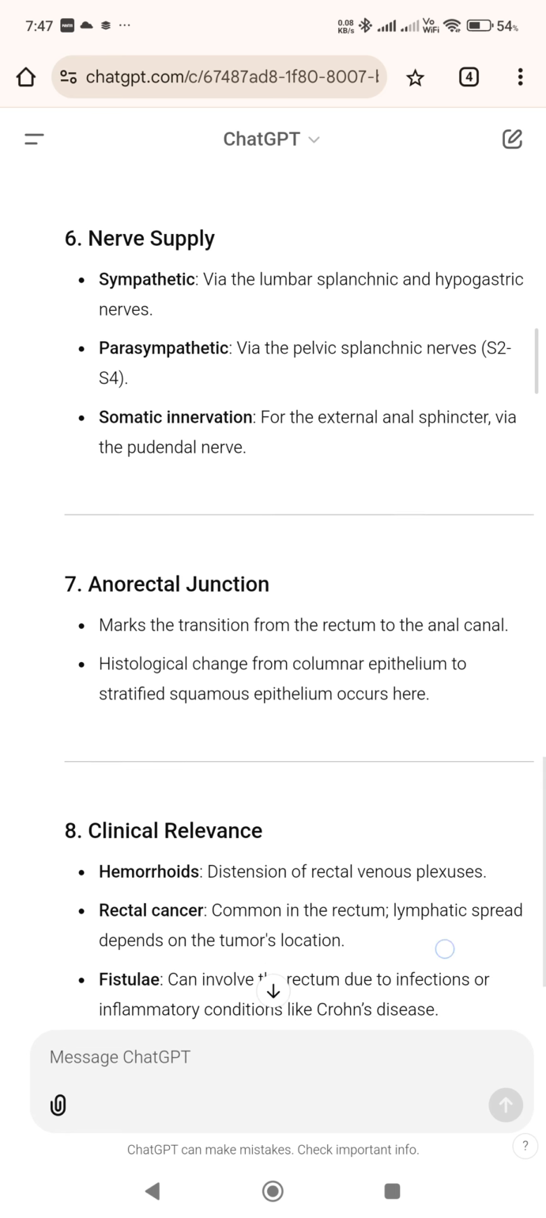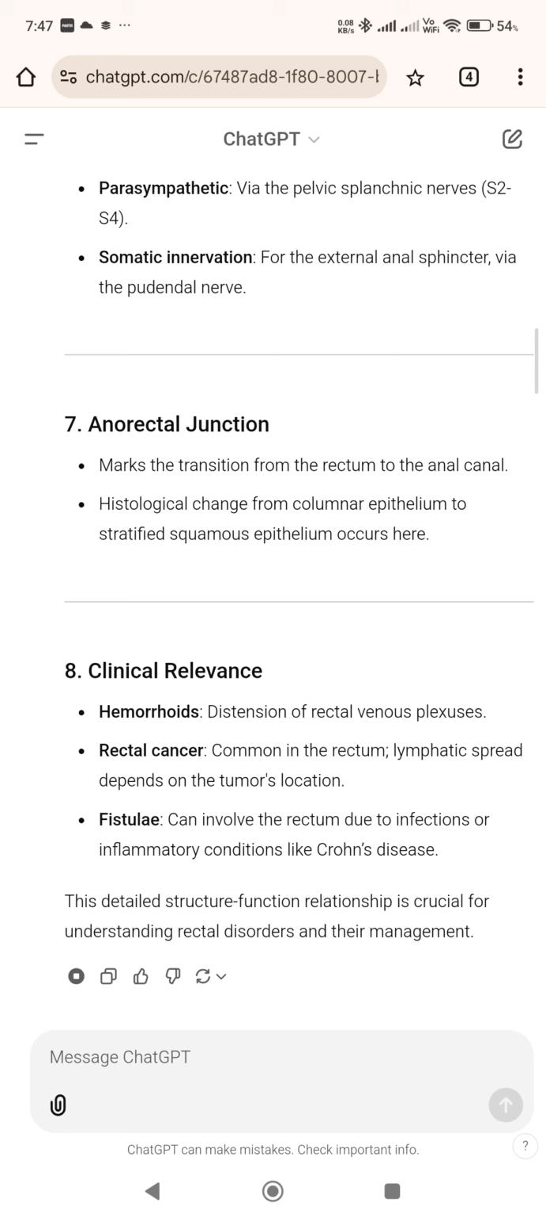7. Anorectal junction marks the transition from the rectum to the anal canal. Histological change from columnar epithelium to stratified squamous epithelium occurs here.